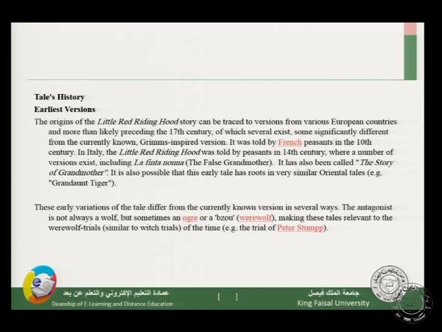But here, when we talk about the early versions, before the 19th and 20th century versions, the early versions of the tale differ from the currently known version in several ways. Okay, the old versions are different from the recent versions. The antagonist is not always a wolf.